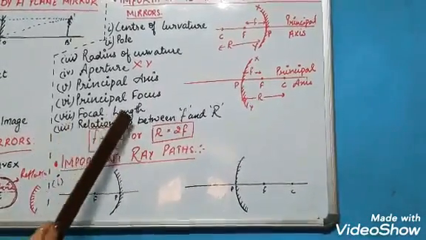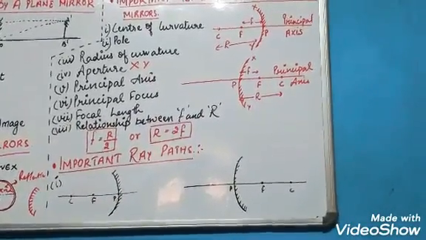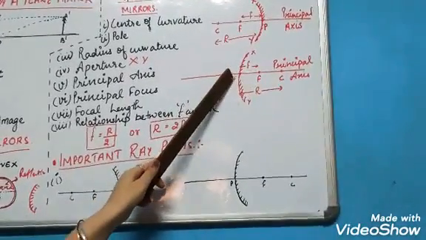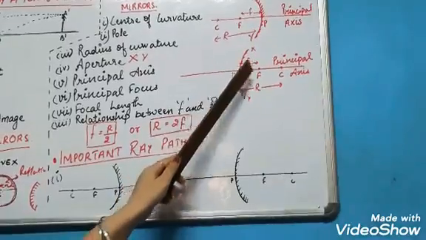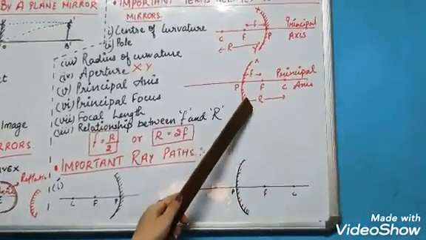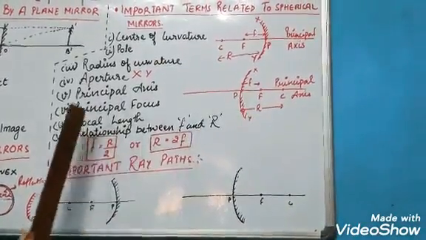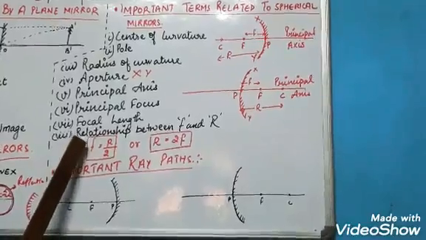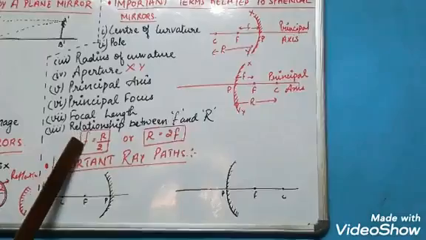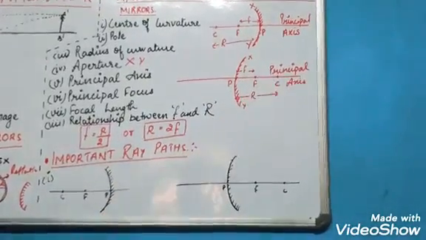Then comes the relationship between F and R. It is already clear to you from the figure, I guess. The distance between the focus and the pole is the focal length. The distance between the pole and the center of curvature is the radius of curvature, and the radius is just double the focal length. It is clearly written here: focal length is equal to half of the radius of curvature, f = R/2. So the focus is at half the distance of the center.